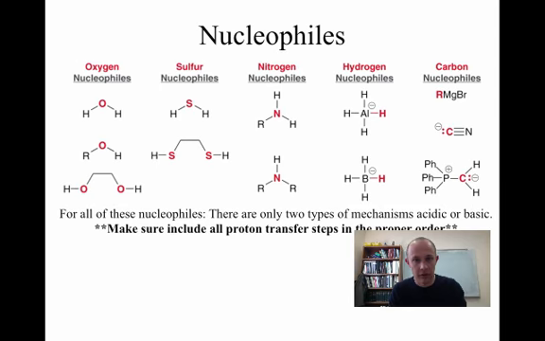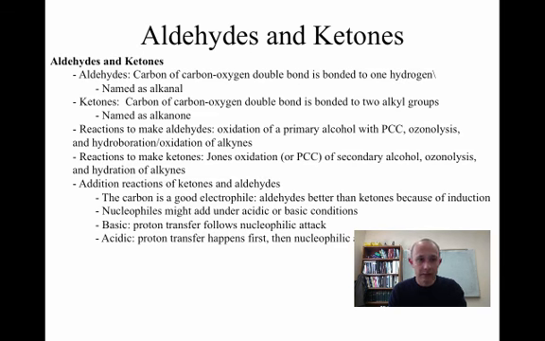So to summarize, aldehydes contain a carbon-oxygen double bond that's bonded to a hydrogen and a carbon, whereas ketones have a carbon-oxygen double bond that's bonded to two carbons, right? We know reactions to make aldehydes, we know reactions to make ketones, and when we look at reactions that ketones and aldehydes undergo, we want to ask ourselves, is it under acidic or basic conditions? Under basic conditions, we get nucleophilic attack right away, and under acidic conditions, we get protonation first before nucleophilic attack.